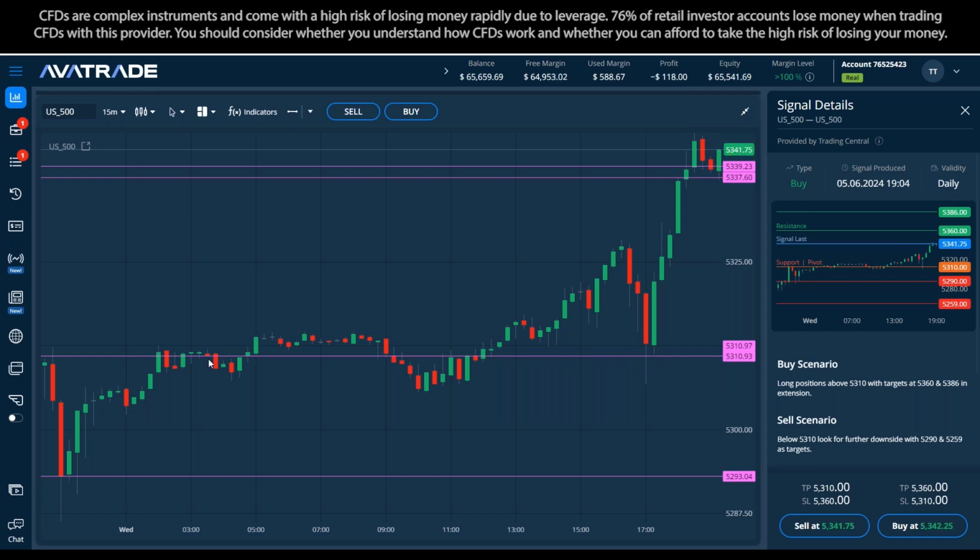This is where you have resistance and support. Okay, that's an important price level. It was like a snake at this price, trying to decide, will it break the support or break the resistance? Will it go up or down?